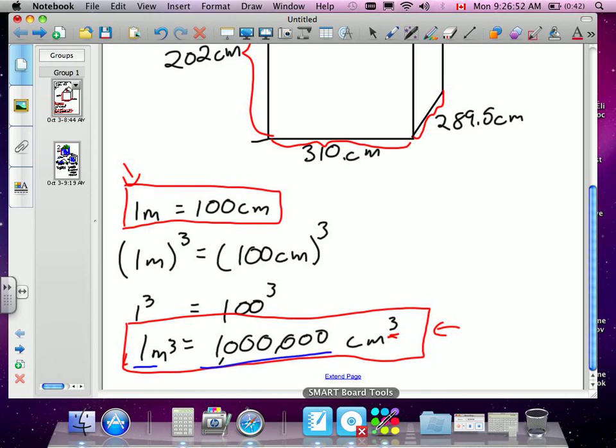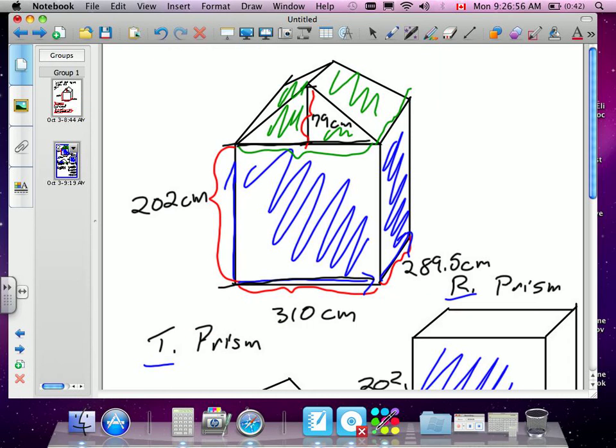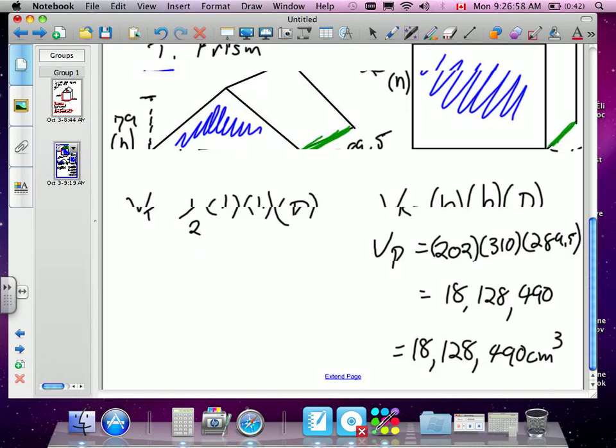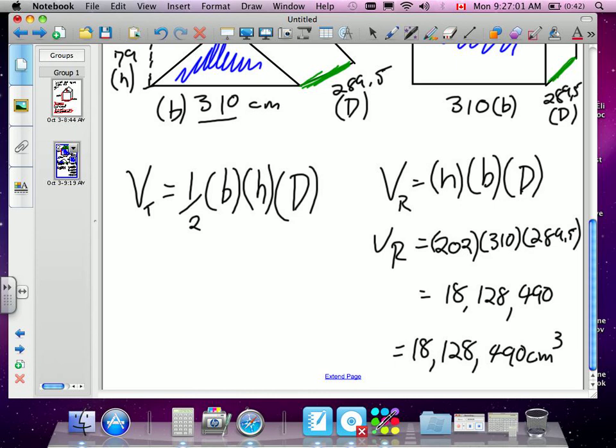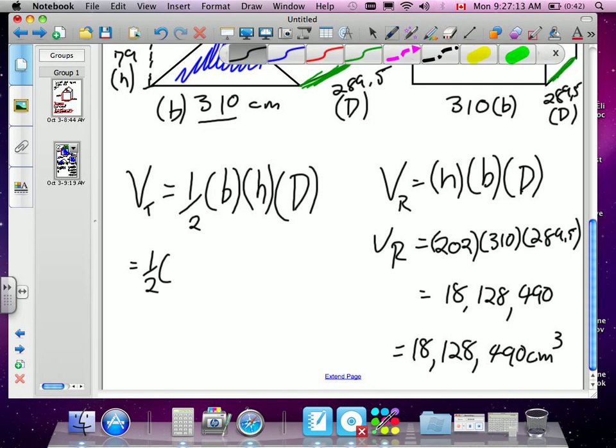Next, we're going to work on the triangular prism. So we have 1/2 times those exact same numbers. Oh, sorry, except for the height. My fault. The height is 79, not 202. Oh, I'm plugging it in for the wrong number. We started with base. Our base was 310. Our height was 79, and our depth was 289.5.